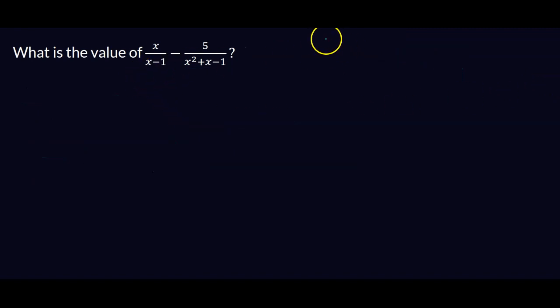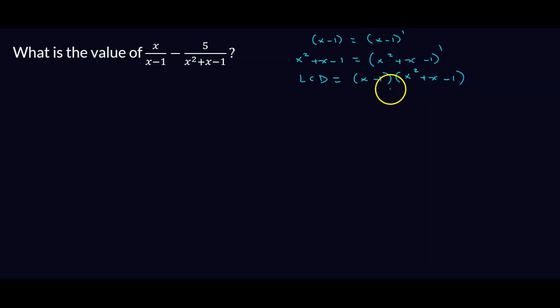So we're going to first find the least common denominator. So we have x minus 1, which is equal to x minus 1 to the power of 1. Then we have x squared plus x minus 1. You cannot factor this without using the quadratic formula, which we're not going to use here. So this is x squared plus x minus 1 to the power of 1. And so the least common denominator is x minus 1 multiplied by x squared plus x minus 1.